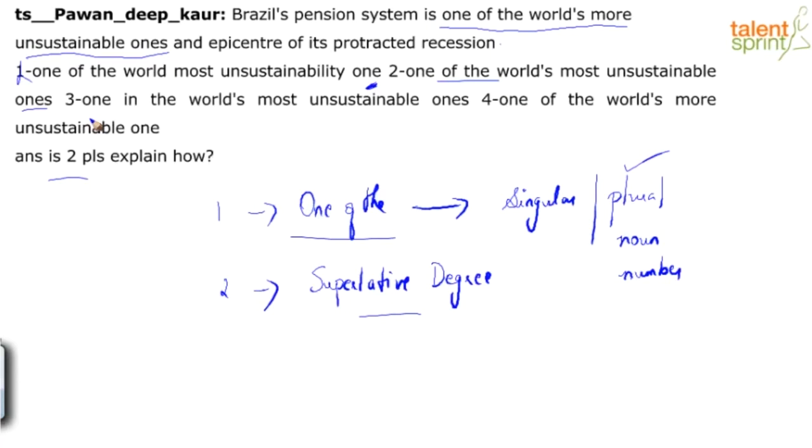Let's look at option 3. One in the world's most unsustainable ones. Now this doesn't make sense at all. When I say one in, I've heard expressions like 1 in 100, 1 in 1000. We're talking about noun numbers. Fourth one, one of the world's more, the comparative form is here. I don't need it. Out. Are you following? The phrase in option 3 is incorrect. One in the world's most. I am only familiar with 1 in 100, 1 in 1000. So, that's why it's option 2. Brazil's pension system is one of the world's most unsustainable ones.